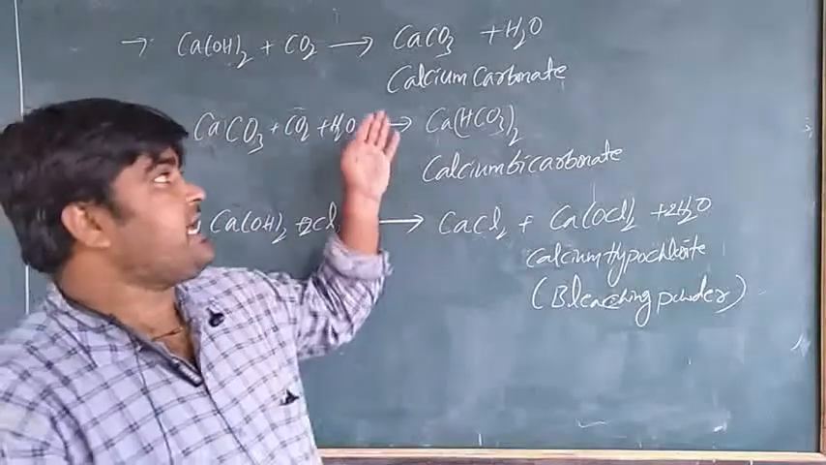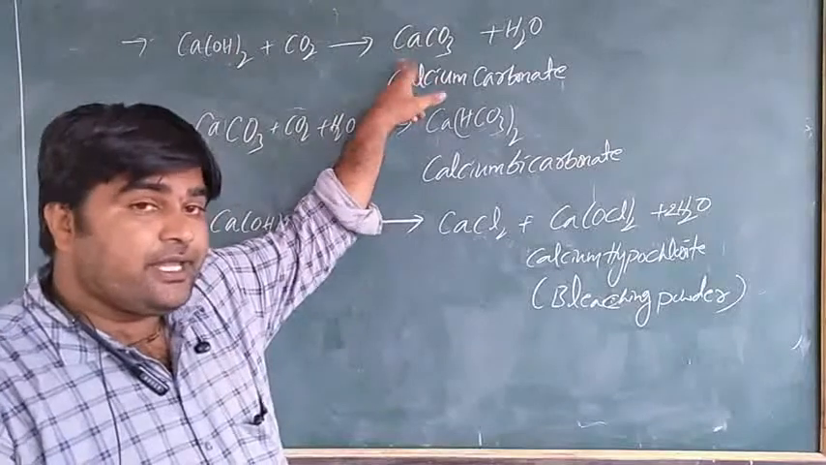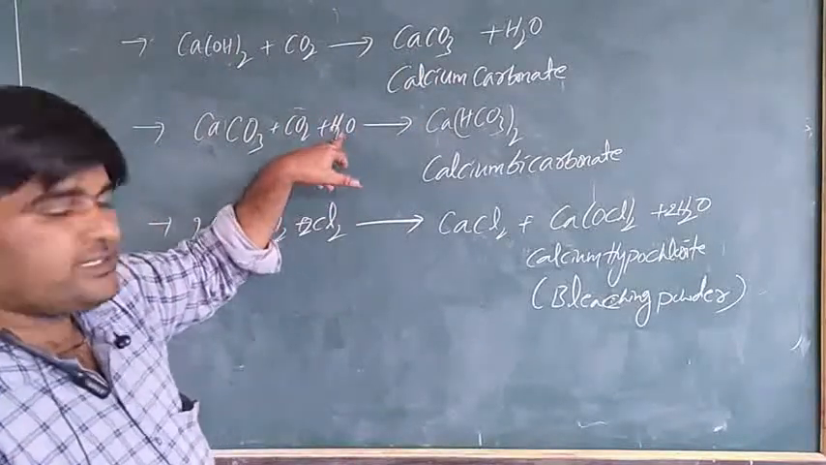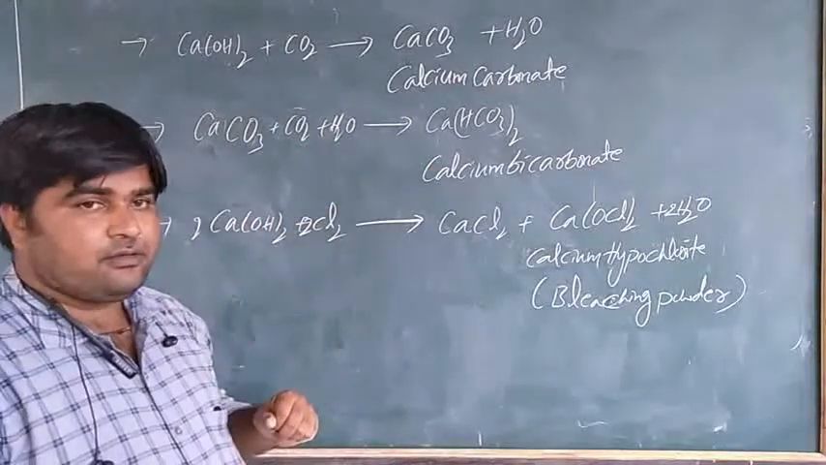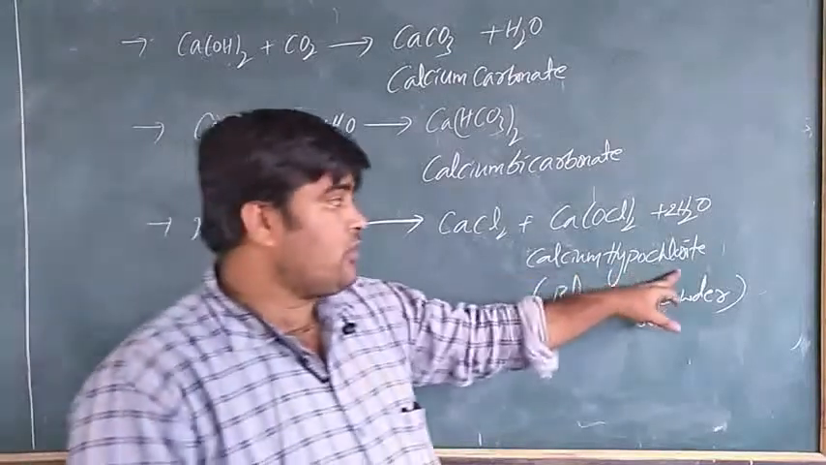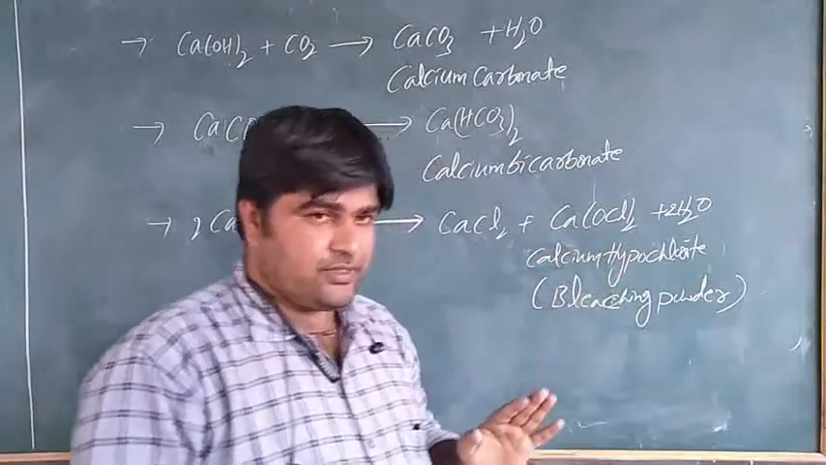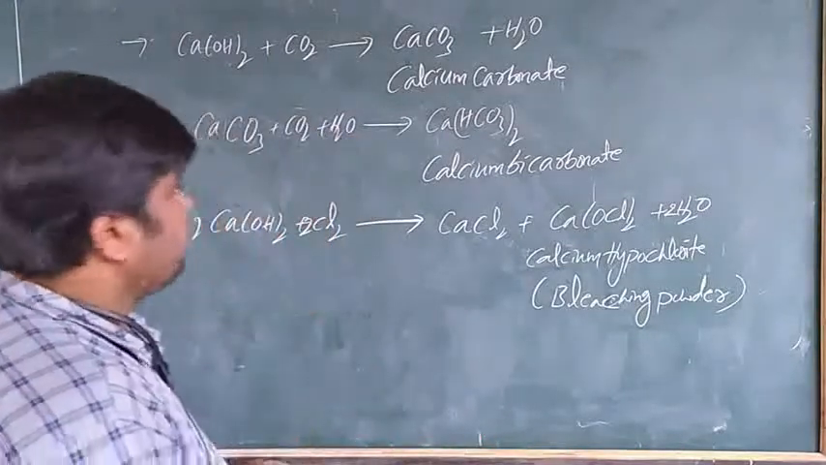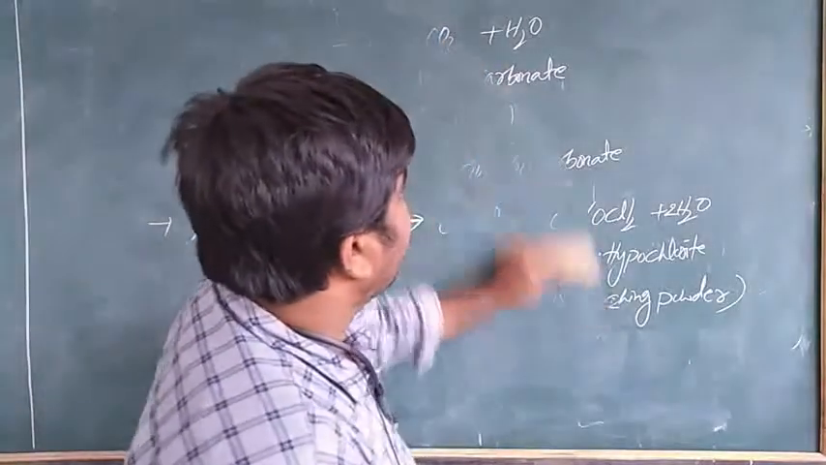Chemical reaction: when carbon dioxide passes through the milk of lime, calcium hydroxide produces calcium carbonate. If excess carbon dioxide, aqueous carbon dioxide containing water, passes through the calcium carbonate, it produces calcium bicarbonate. And calcium hydroxide reacts with chlorine to form the hypochlorite, which is used as bleaching powder. Okay, is it clear?